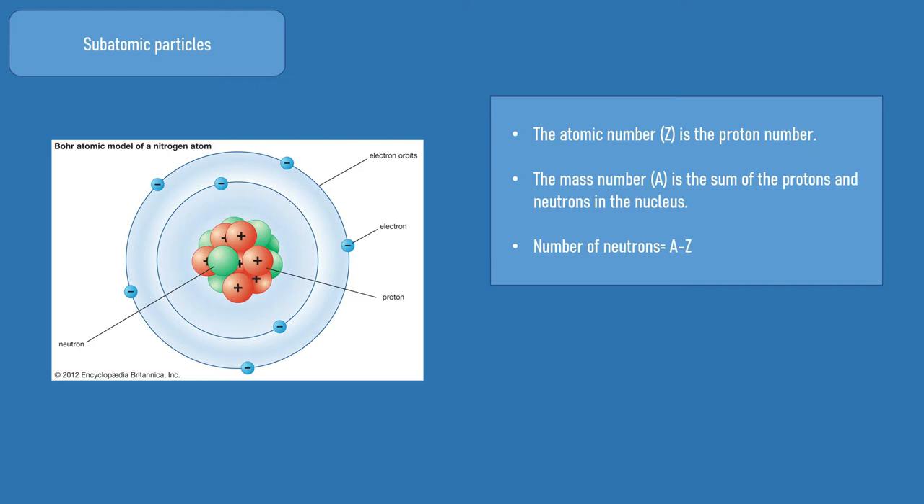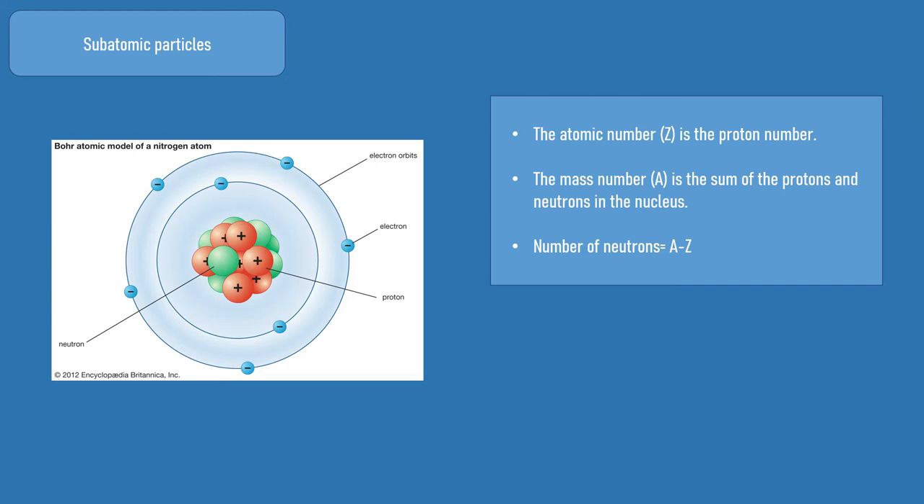The protons and neutrons in the nucleus of the atom are defined as nucleons, as these are the subatomic particles which are located in the nucleus. Typically, we would find the number of protons being equal to the number of electrons, as atoms are considered to be electrically neutral if it's not an ion.